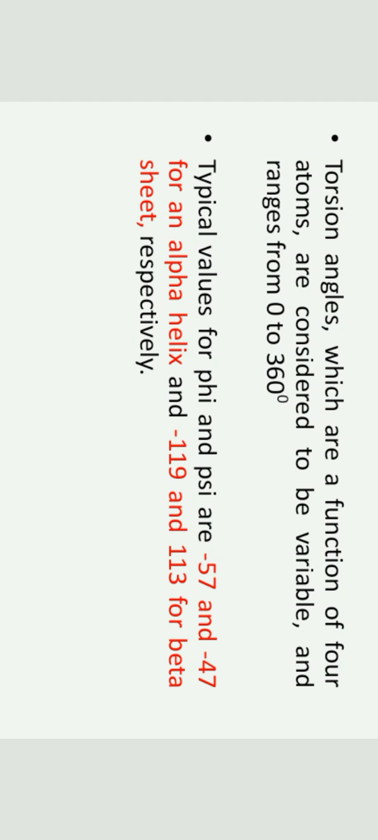degrees. Typical values for psi and phi are -72 and -74 for an alpha helix and -19 and 113 for a beta sheet respectively.